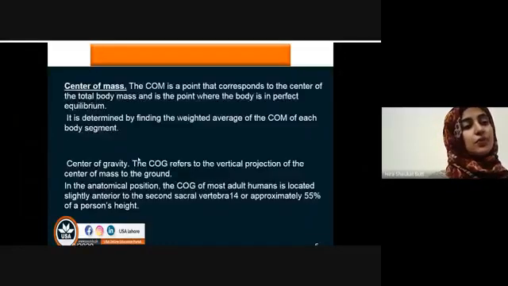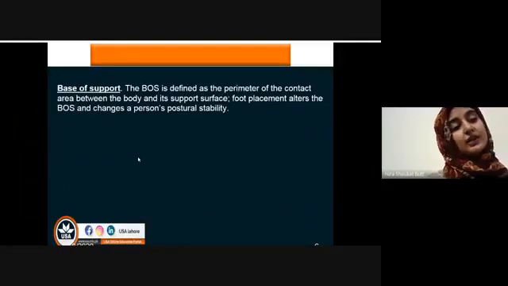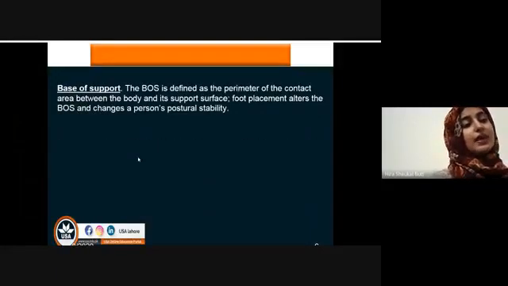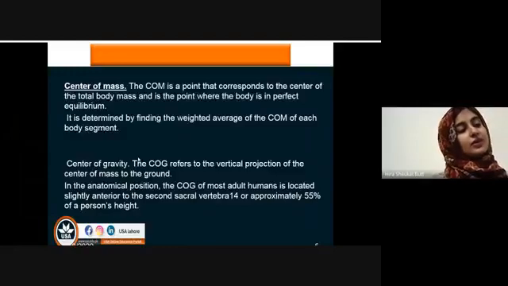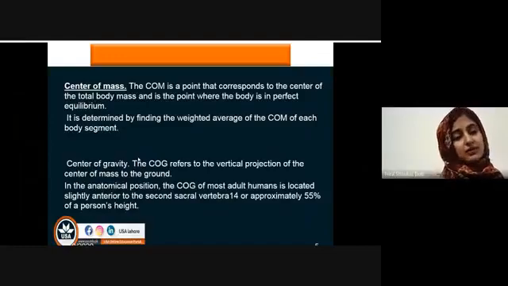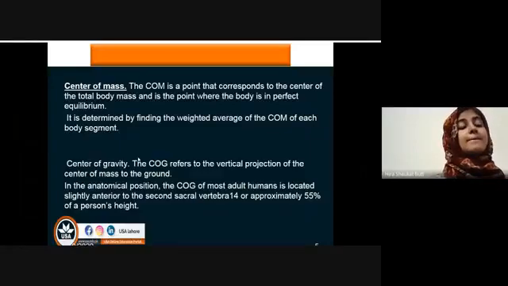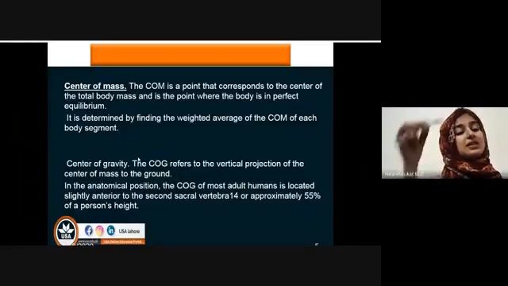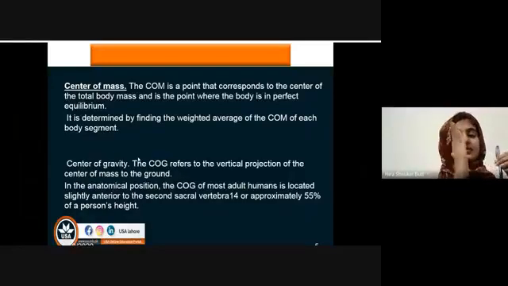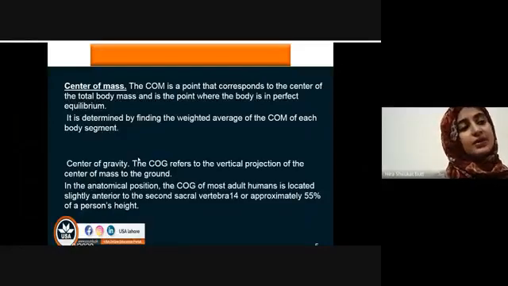So the base of support was about the contact area between the body and the surface. And what is the center of gravity and what is the center of mass? The center of gravity always lies in the vicinity of the second sacral vertebra. What is the definition of center of gravity? The center of gravity is the vertical projection of the center of mass to the ground. If this is the body, then the center of mass and its vertical projection is the center of gravity.